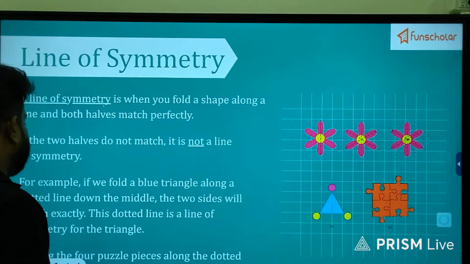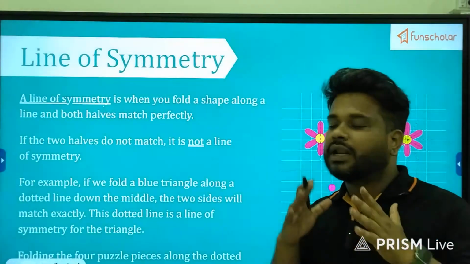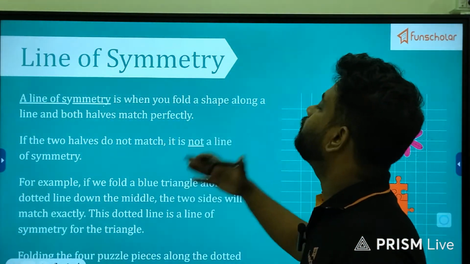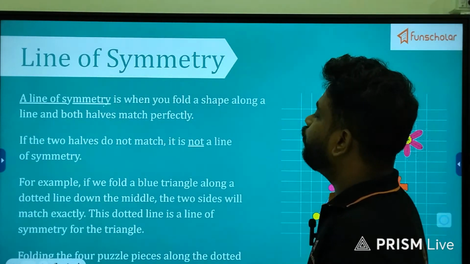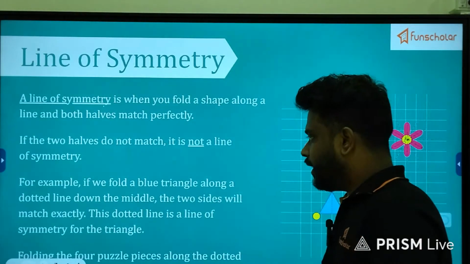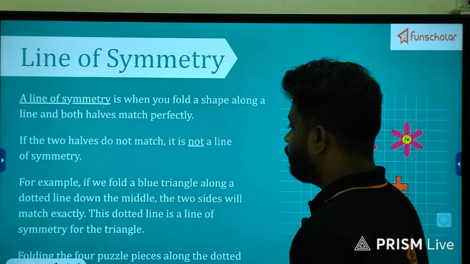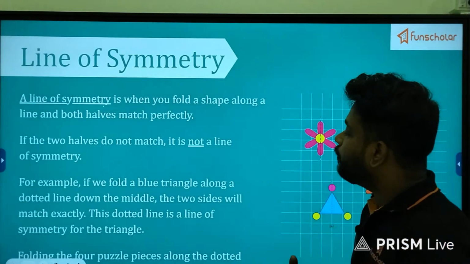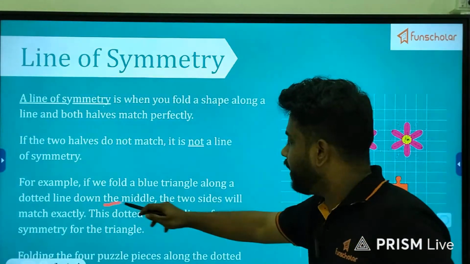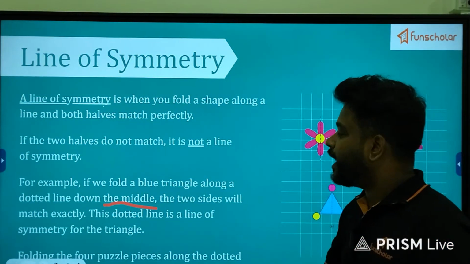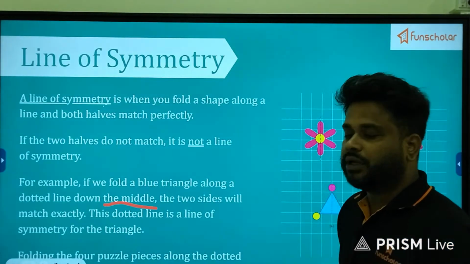The next thing is line of symmetry. A line of symmetry is when you fold a shape along a line and both halves match perfectly. If the two halves do not match, it is not a line of symmetry. For example, if we fold a blue triangle along a dotted line down the middle, the two sides will match exactly. This dotted line is a line of symmetry for the triangle.